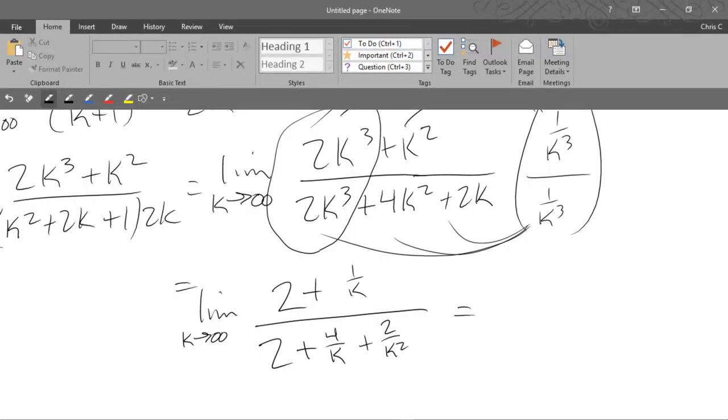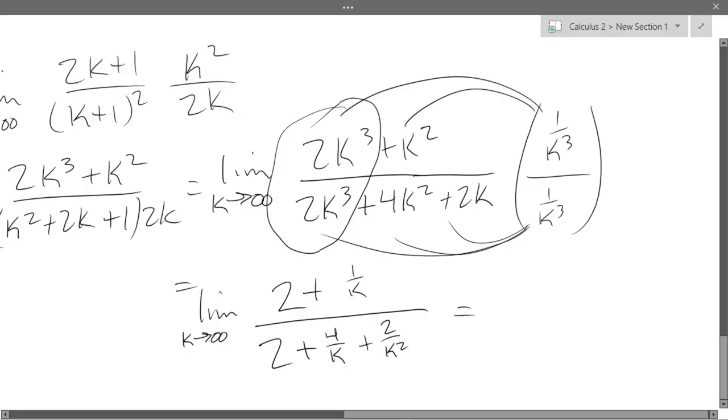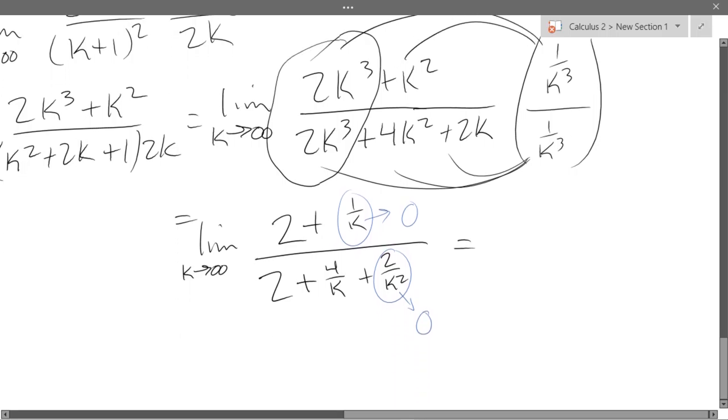So I'm going to shift to the blue marker here. What does 1 over k approach when k approaches infinity? 0. What does 2 over k squared approach when k approaches infinity? 0. How about 4 over k? What does that approach when k approaches infinity? 0. What about 2? What does that approach? 2. That's sort of a trick question. So everything I circled is going to be a 0. Everything I didn't circle, just 2. So we get 2 plus 0 over 2 plus 0, which is 1.